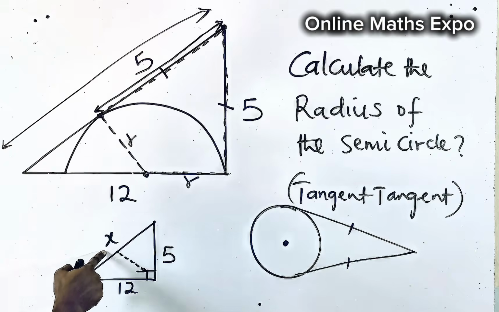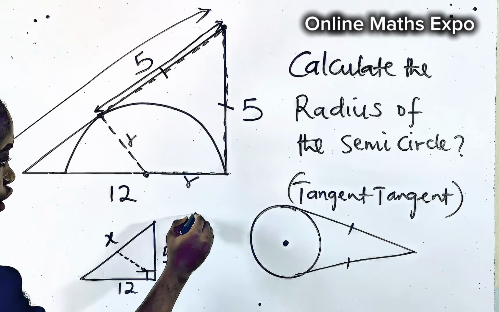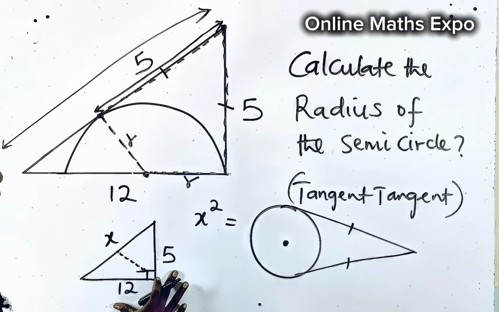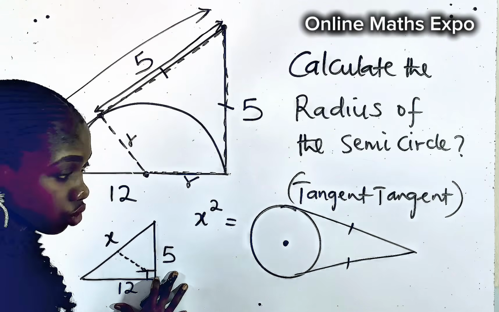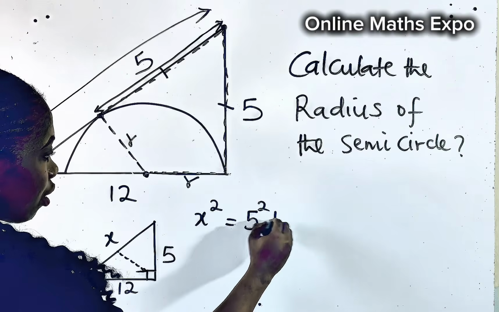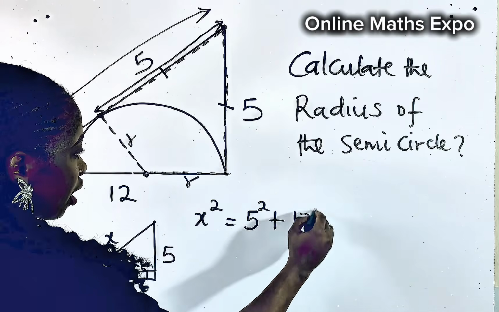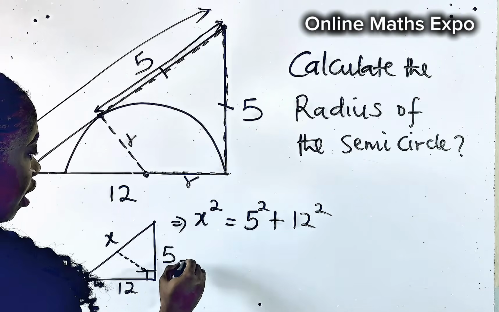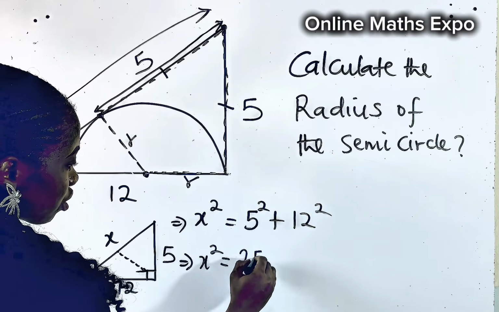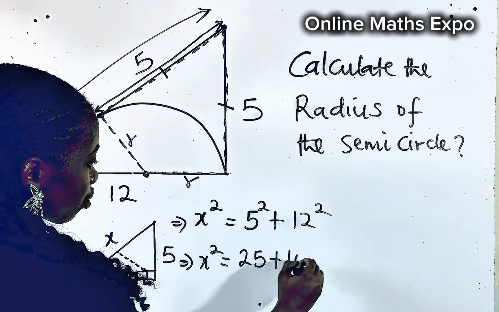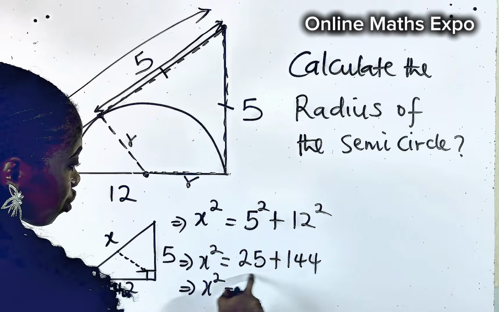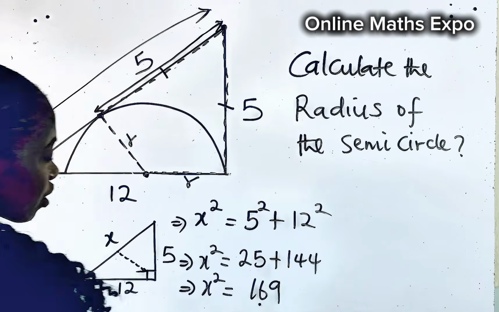This longest side x, just square it. So x squared is equal to the square of the two legs summed. So we are going to now have 5 squared plus 12 squared. And this gives us x squared is equal to, square this, it gives you 25. Square this, it gives you 144. So that gives us x squared is equal to, add this up, it gives you 169.